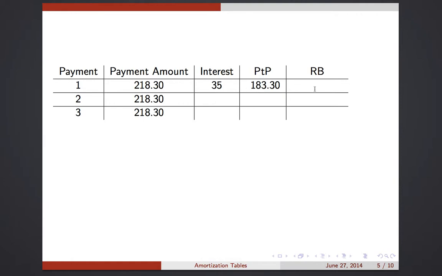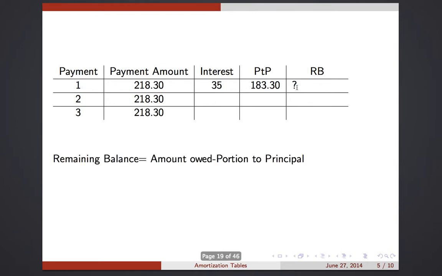Okay, so the remaining balance is how much you still owe on the loan. Well, the bank took this check and they kept $35 of it. The rest of it goes towards paying down your loan. So if you want to know how much you still owe, this equation is always true. The amount you still owe is the amount that you used to owe before the last payment minus the portion to principal. So I owed them 12 grand. I made this payment, and from this payment, they're going to use $183.30 to pay down the loan. So 12 grand, take away $183.30, that's how much I still owe.